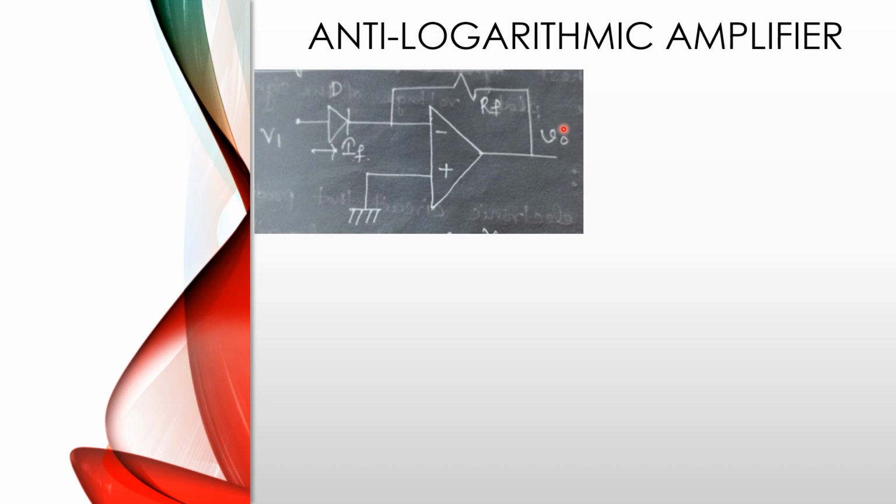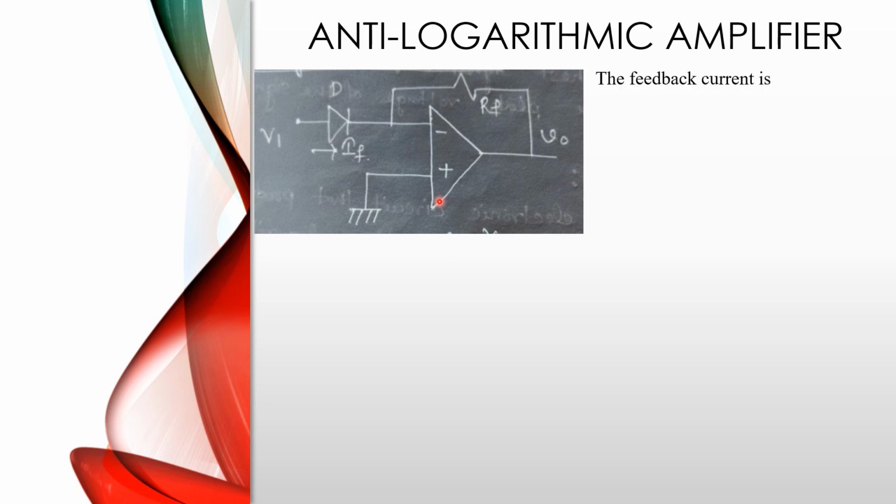One supplied voltage V1 is applied at the diode and feedback resistor is connected at the inverting terminal and the output terminal, and non-inverting terminal is connected with the ground connection. So this is the anti-logarithmic amplifier circuit by using an op-amp. Now here we have considered input current as diode current and the feedback current is the resistor current. So first of all we consider the feedback current.